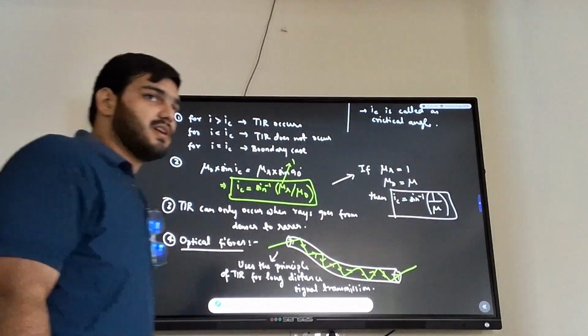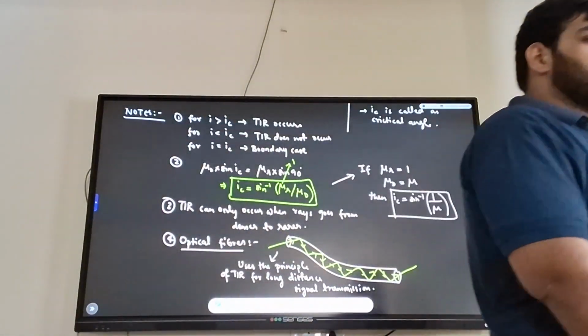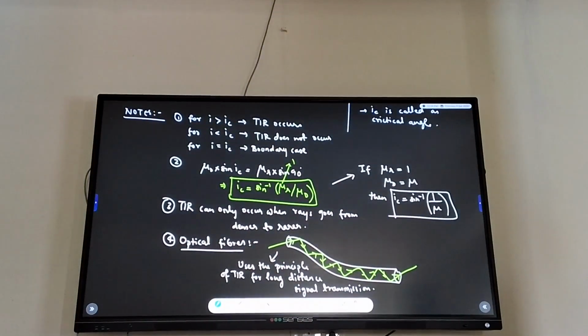I'm done with the theory of TIR. You can start with sheet number 5, question number 1.